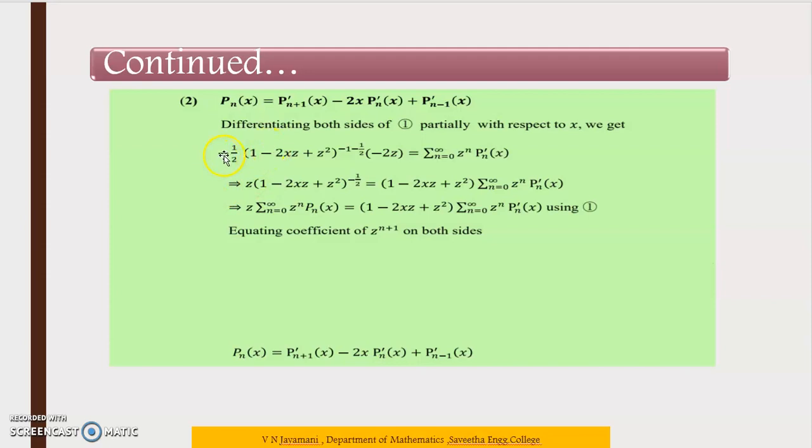Therefore we get minus 1/2 into (1 - 2xz + z²)^(-3/2) into the differentiation of this term, which gives minus 2z. Then this term P'n(x) we will get. Multiplying all these terms, we get that. Now equating the coefficient of zⁿ⁺¹, we should have zⁿ⁺¹. The first term has zⁿ⁺¹. For the second term we have to add n + 1, then subtract n + 1. So finally we get the result Pn(x) equal to P'n+1(x) minus 2x P'n(x) plus P'n-1(x).